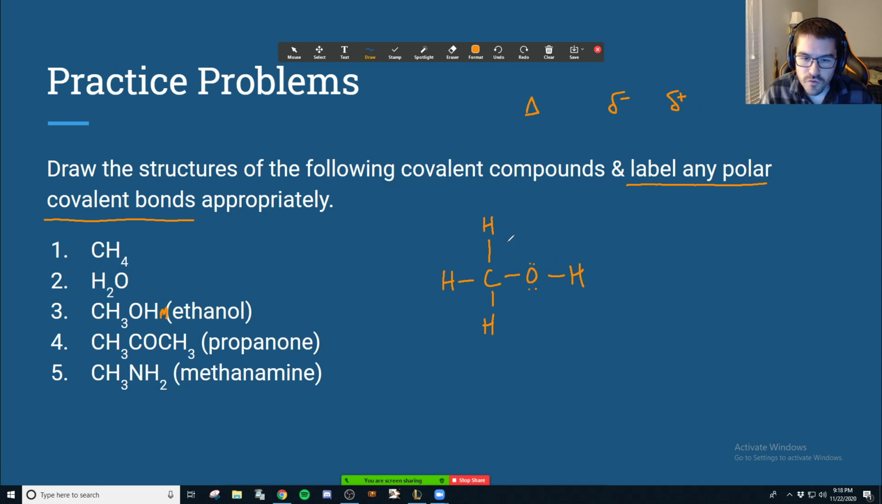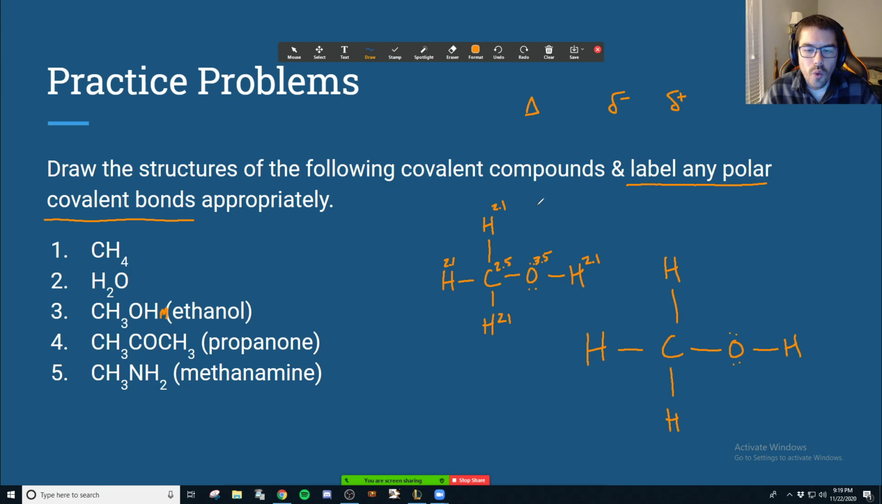Okay. So we need to look at the electronegativity values. I'm going to actually label those on here. It's 2.1 for all the hydrogens, 3.5 for oxygen, and 2.5 for carbon. Okay? And just to give myself a little bit of space to work here, I'm going to redraw this and put some actual labeling on here.